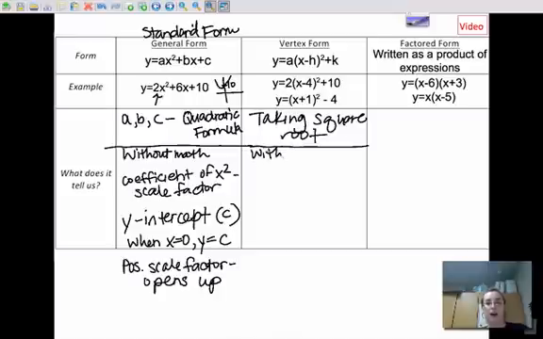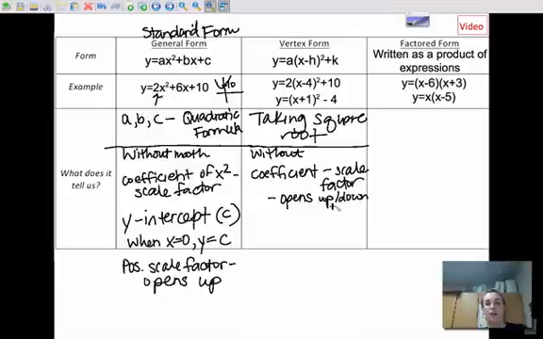Without doing any math, without solving, we can see a few things easily from this equation. We can look at the leading coefficient again. And that tells us the scale factor. Think back to when we talked about transformations. Remember, I told you that whatever number goes in front of that x squared term is our scale factor. In the same way, this also tells us which way it opens. Whether it's positive, it opens up, or negative, it opens down.